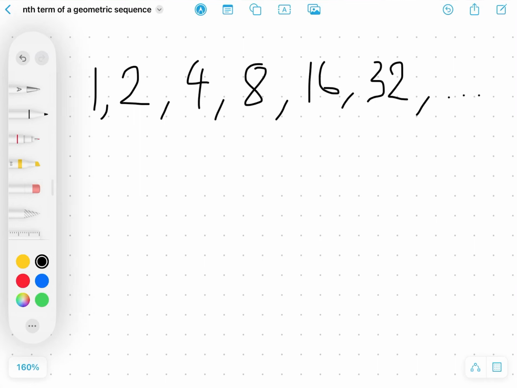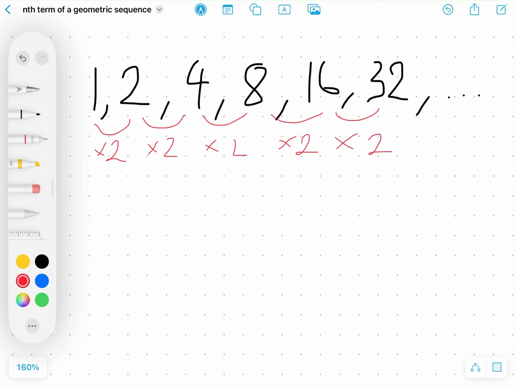Hello. So in this video, I'll be going through finding the nth term of a geometric sequence. A geometric sequence is a sequence where each term progresses by multiplying by a common ratio each time. In this series that we have here, we see there's no linear or quadratic difference between the terms. This time we have a multiplication of 2 between each term. So this is a geometric sequence. We have a common ratio of 2.